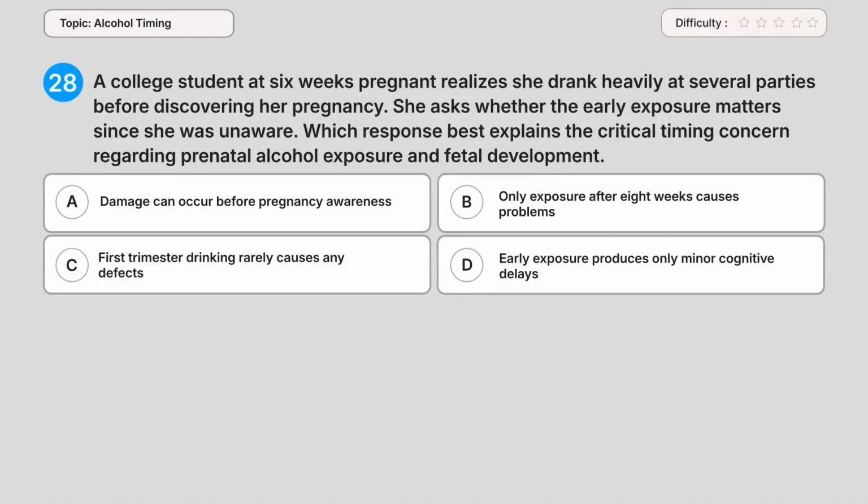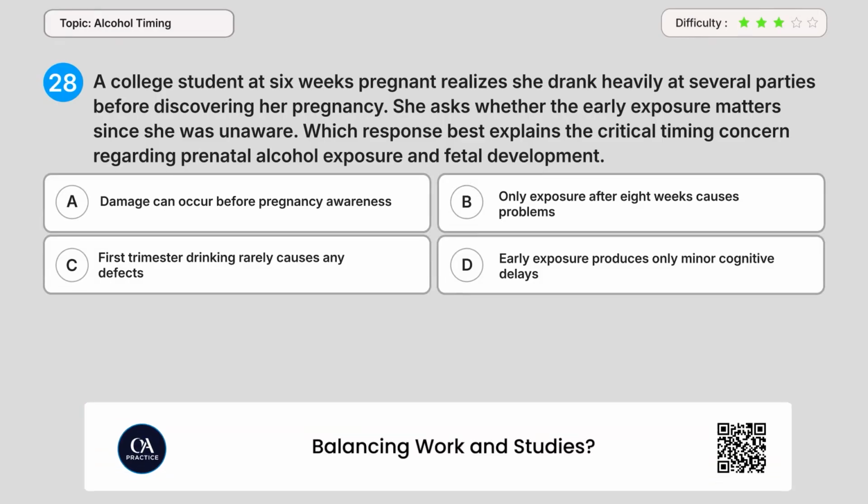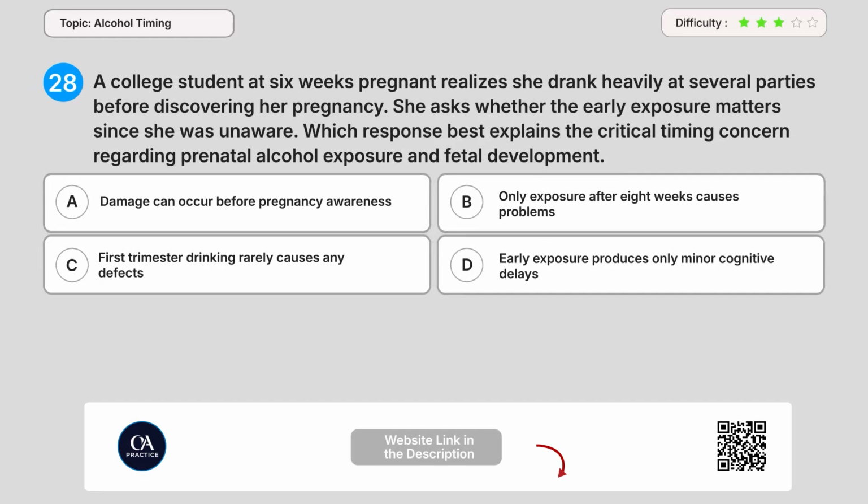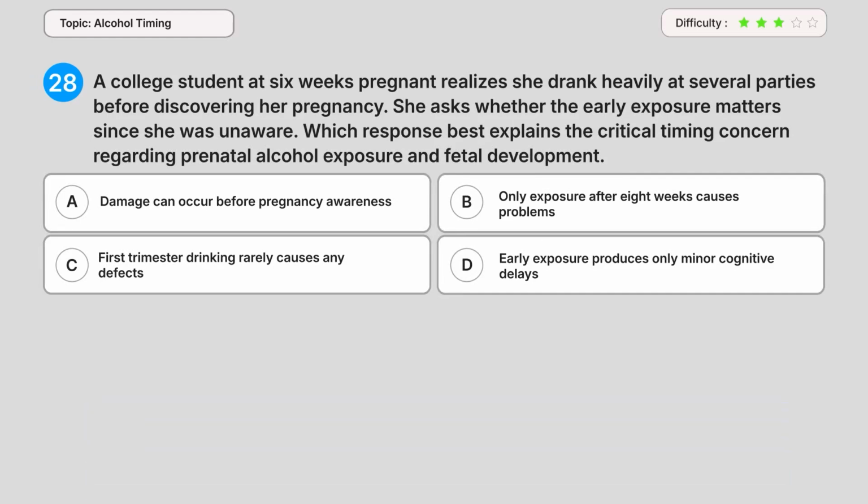Question 28. A college student at 6 weeks pregnant realizes she drank heavily at several parties before discovering her pregnancy. She asks whether the early exposure matters since she was unaware. Which response best explains the critical timing concern regarding prenatal alcohol exposure and fetal development? A. Damage can occur before pregnancy awareness. B. Only exposure after 8 weeks causes problems. C. First trimester drinking rarely causes any defects. D. Early exposure produces only minor cognitive delays.